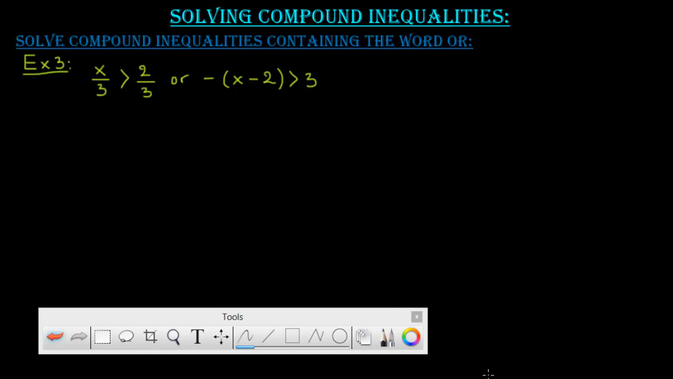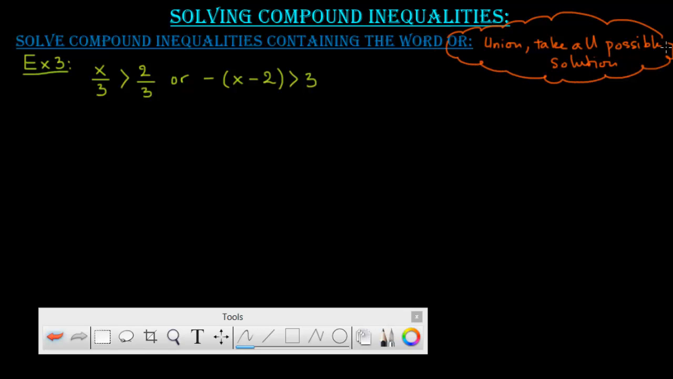Now let's move on to the next section. So in this section we will practice solving compound inequalities containing the word or. So as we saw, AND stands for the intersection or overlap. In this case, OR stands for the union, or in this case, I would say take all possible solutions. So what does that mean? When we solve the example, you will see more clearly what I'm talking about.